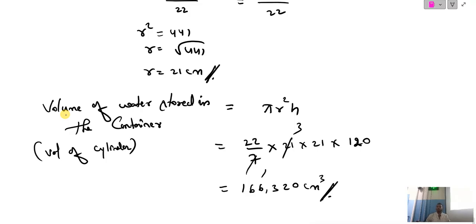This is the amount of water stored in the container. How much water is stored in the container? This much amount of water is stored in the container. Am I right? Clear about this topic?